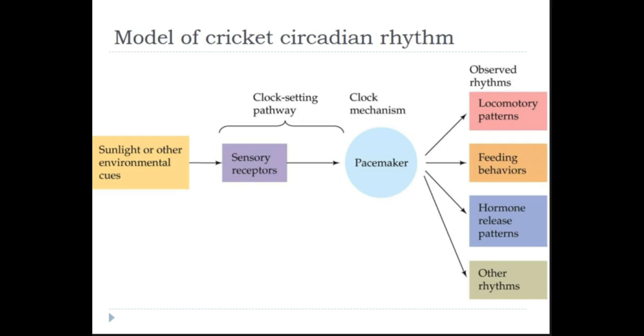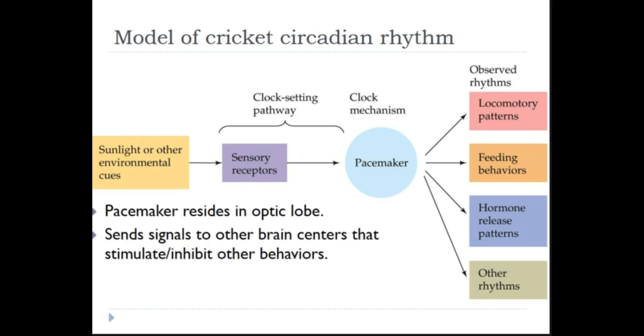This pacemaker must exist somewhere in their optic lobe, but it's setting a rhythm for the animal. And then that pacemaker, either directly or indirectly, talks to other brain systems that govern locomotion patterns. So this is basically activity, feeding behaviors, hormonal release patterns. Hormones will fluctuate over the course of a day. And other kinds of rhythms that determine and cause the animal to have some kind of daily circadian rhythm.